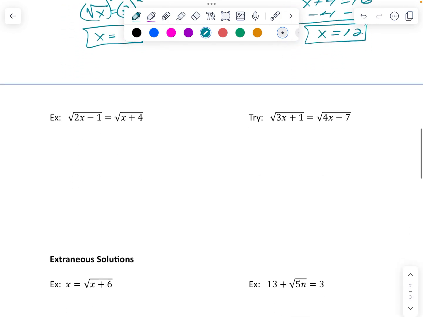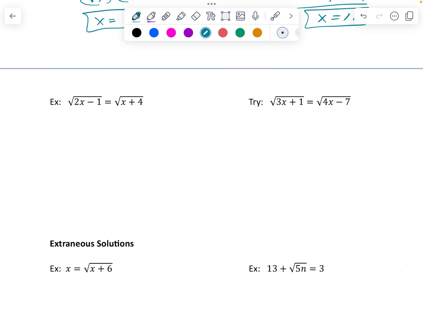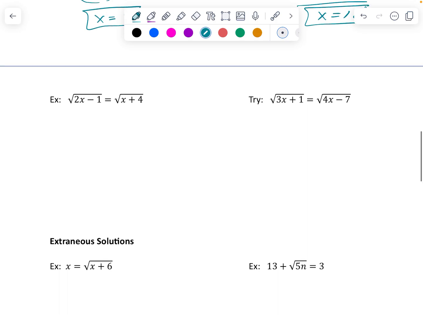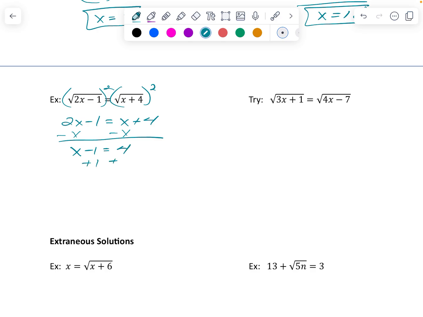Now, on the next page, we have a square root equals a square root. Well, just like before, we're going to square both sides. And when we square both sides, we're going to end up with 2x minus 1 equals x plus 4. And now we just solve it. So we're going to subtract x from both sides. x minus 1 equals 4. Add 1. x equals 5. Done.